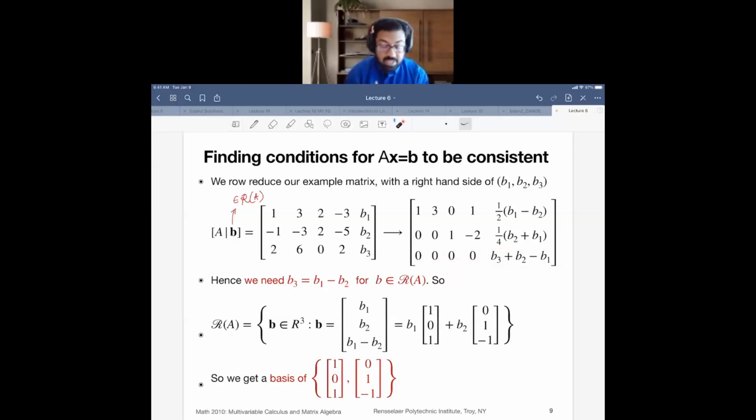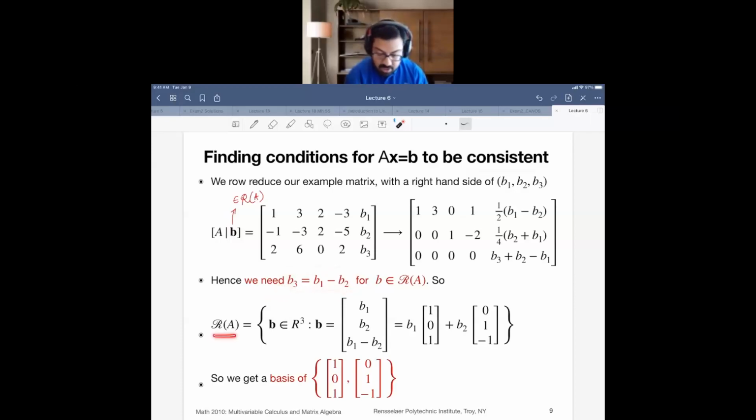So that is going to define my range. My range is not going to be all of R cubed, right? You cannot pick any B, any B1, B2, B3. In order for it to be in the range, you have to pick B such that B3 equals B1 minus B2. So that particular B is going to belong to the range of A. So you cannot pick any B here. If it has to be consistent, then it has to have this particular criteria. The last element, B3, has to be B1 minus B2.